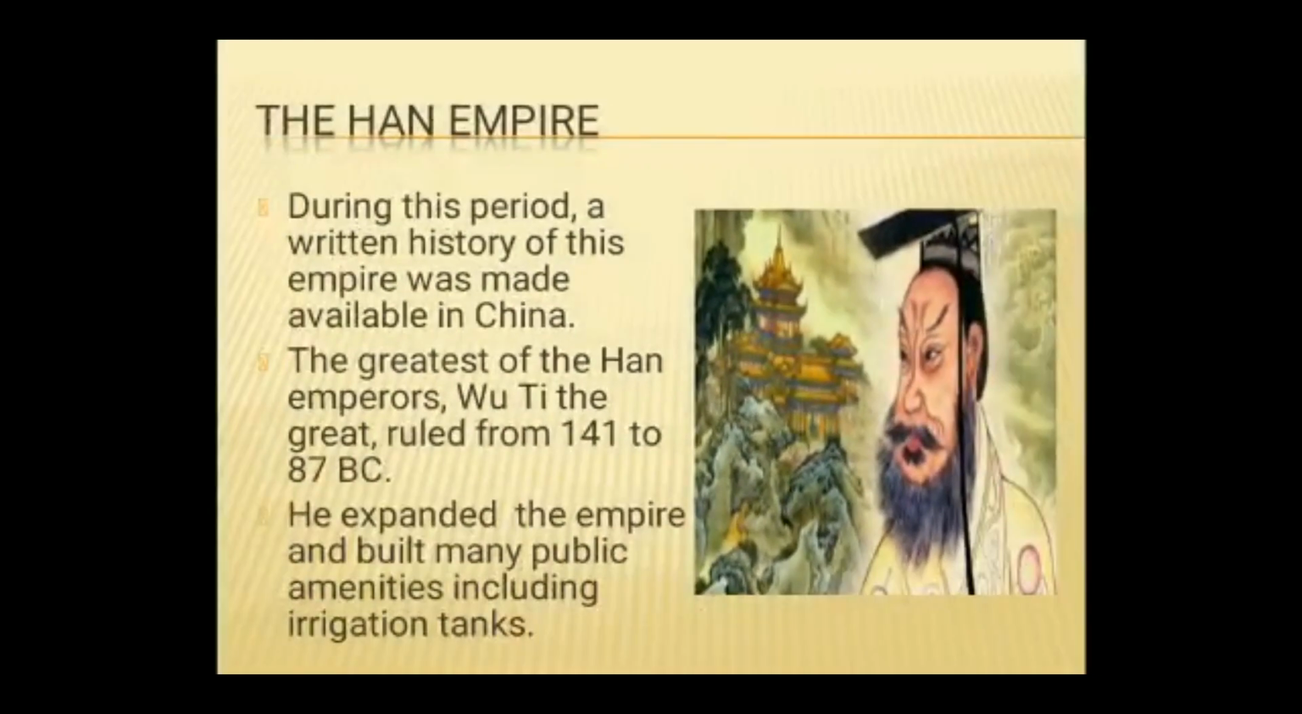Next, the Han Empire. During this period, a written history of this empire was made available in China. The greatest of the Han emperors, Wuti the Great, ruled from 141 BC to 87 BC. He expanded the empire and built many public amenities, including irrigation tanks. So in this picture, you can see the greatest Han emperor, Wuti the Great.